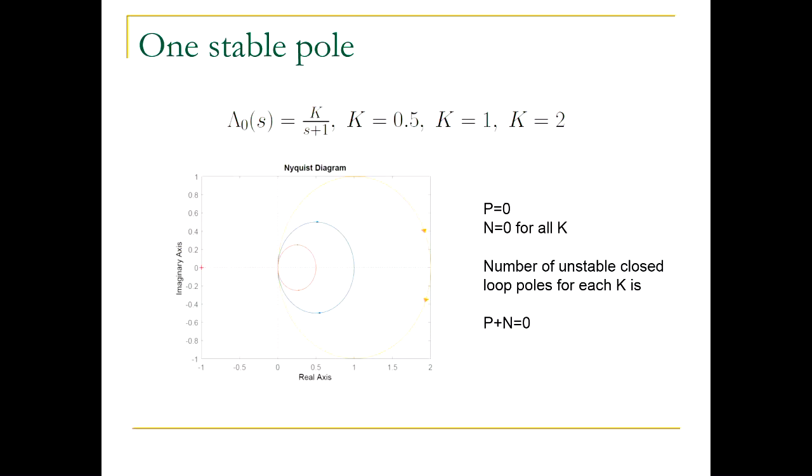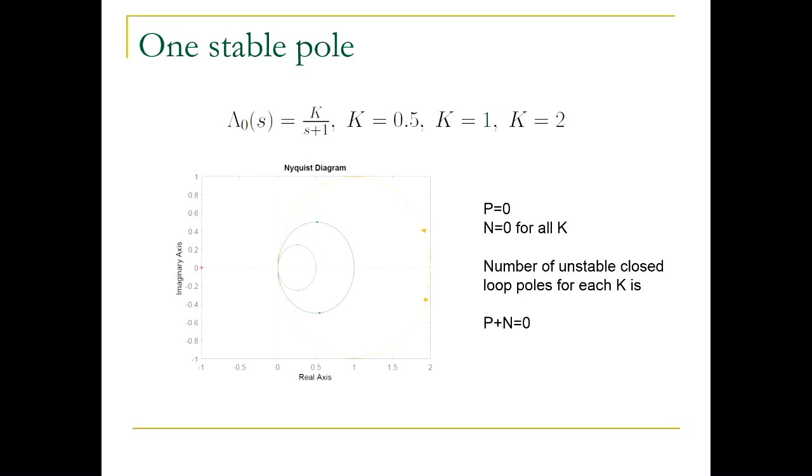I'm just going through more examples. One stable pole. What are the Nyquist plots? This is basically the Nyquist plots of K over S plus 1, and I plotted them for different values of K. Note, there is one stable pole. The critical point is here. None of these Nyquist plots would encircle this point.